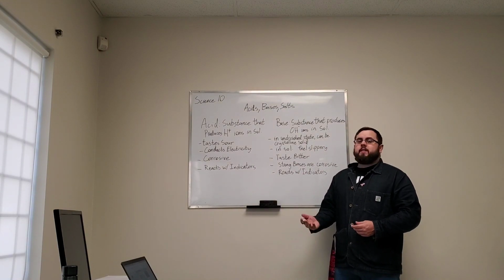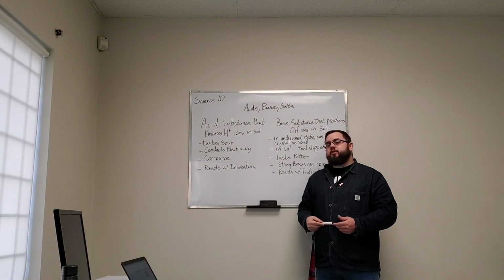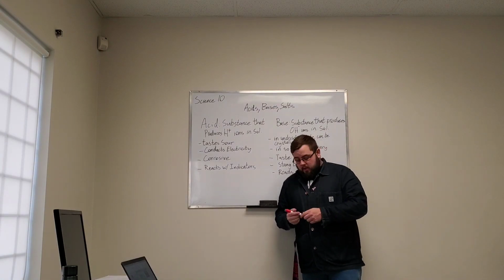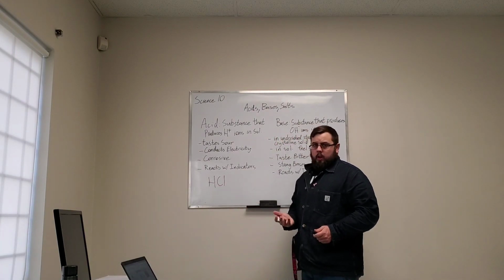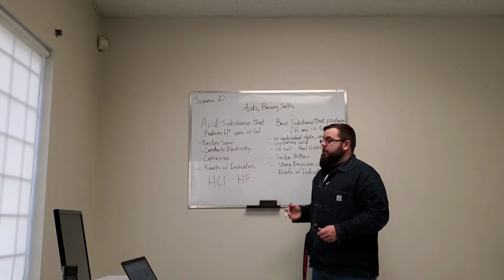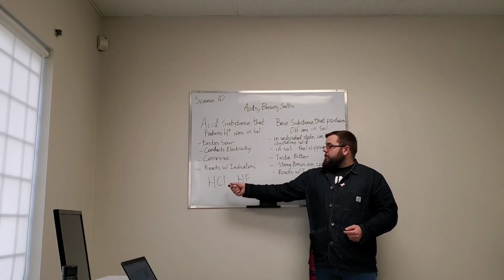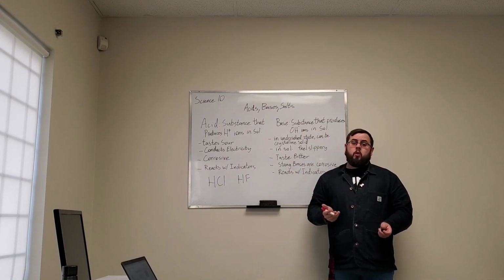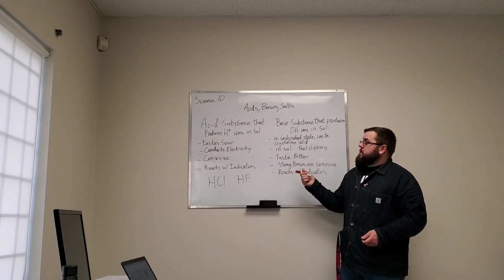So, first of all, what is an acid? An acid is a substance that produces hydrogen ions in a solution. An example of an acid would be HCl, hydrochloric acid, or HF, hydrofluoric acid. Any sort of compound that has H and something else is generally going to be an acid.